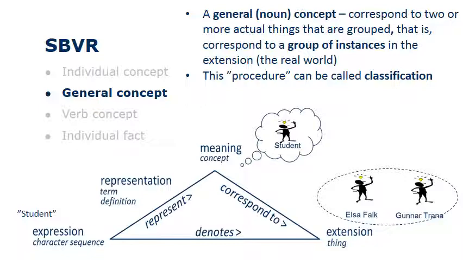A general concept, on the other hand, corresponds to two or more actual things that are grouped. That is, it corresponds to a group of instances in the extension. So in this example, you can see that Elsa Falk and Gunnar Trana are grouped together. There are two instances that are grouped together, and you sort of classify these as student. So this procedure, when you group instances and create a general concept, could be called classification.